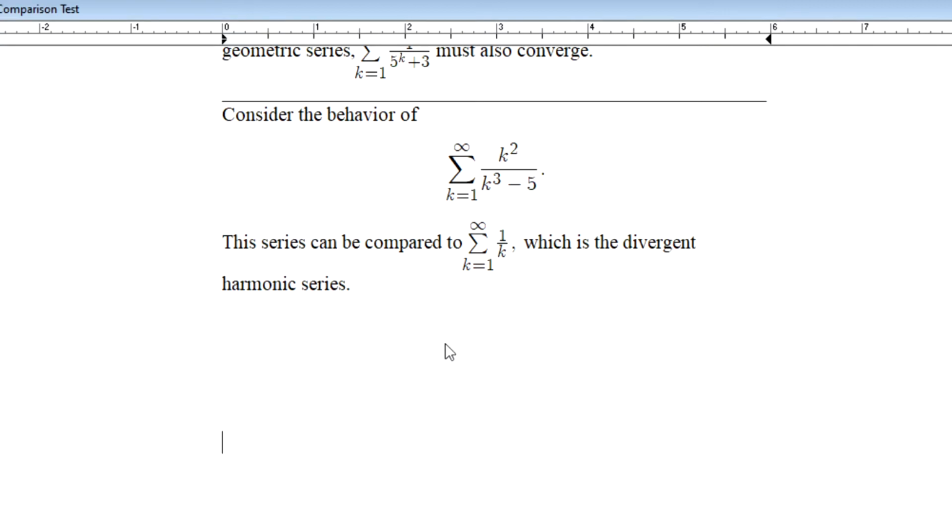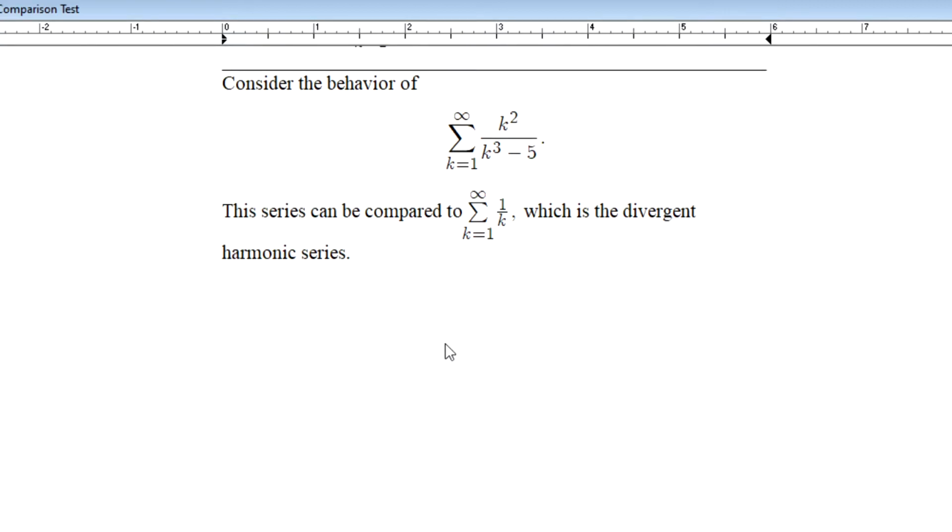Now, to use the comparison test, we are going to have to show that the arguments of this given series are always bigger than or equal to the arguments of this other series, for all values of k as k heads off to infinity.